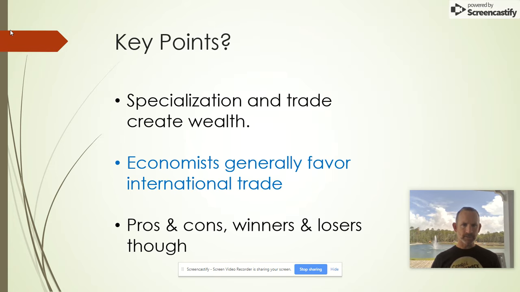As far as key points of this chapter, recall that specialization and trade absolutely create wealth when two countries voluntarily engage in trade. That is absolutely true. For that reason, economists usually favor trade, although there are pros and cons and there are winners and losers. The basic idea is that when two countries engage in trade, both will end up wealthier overall, but some people within each country will win and some will lose.